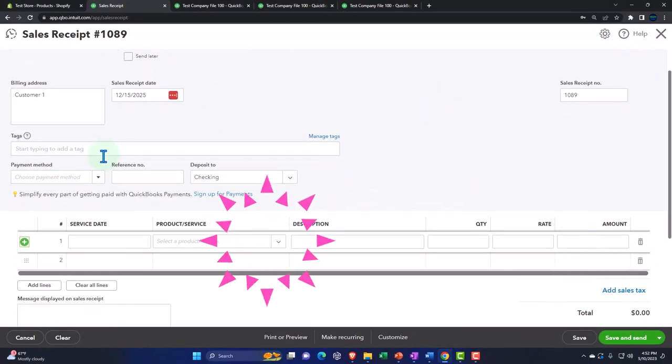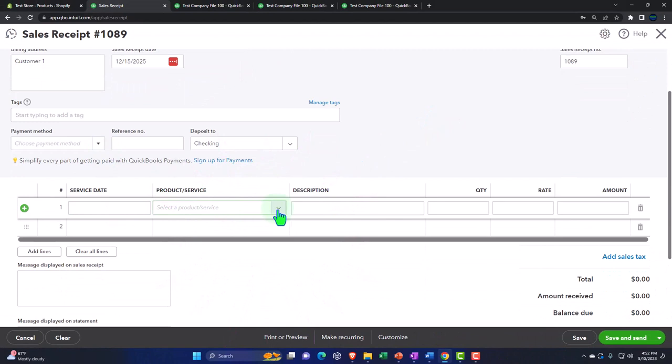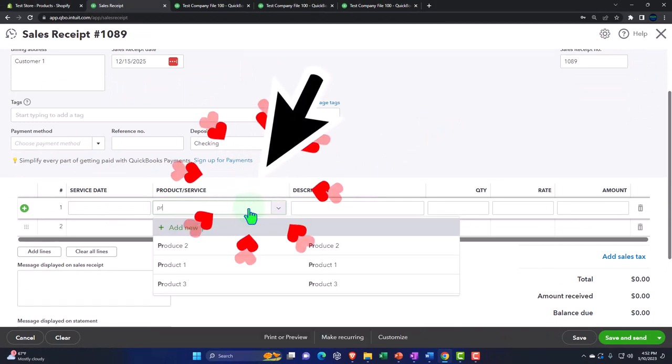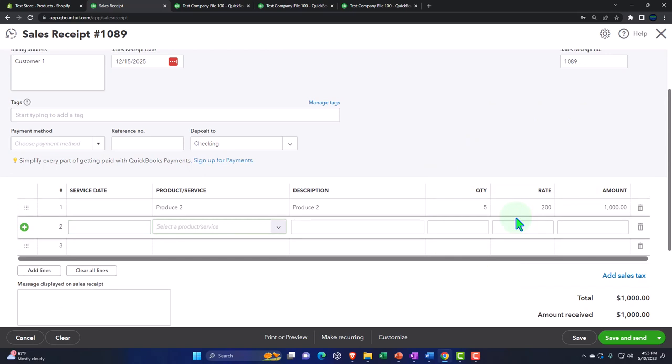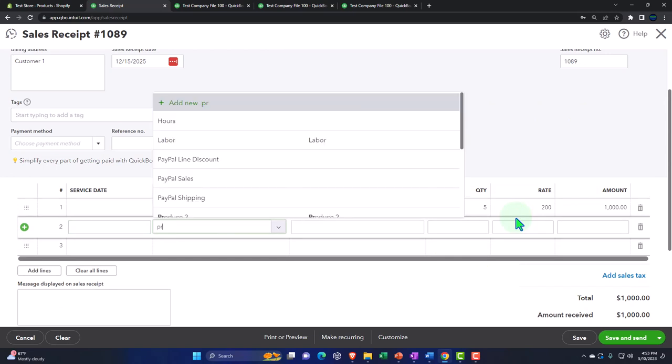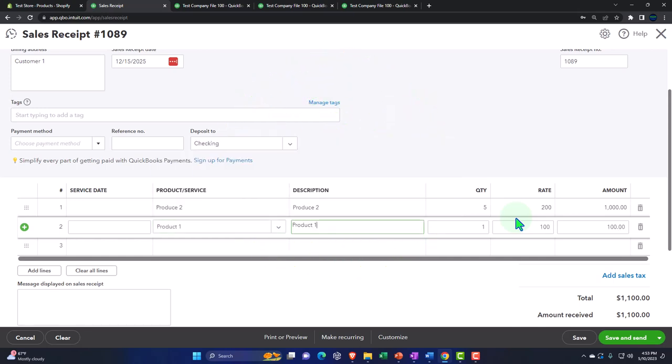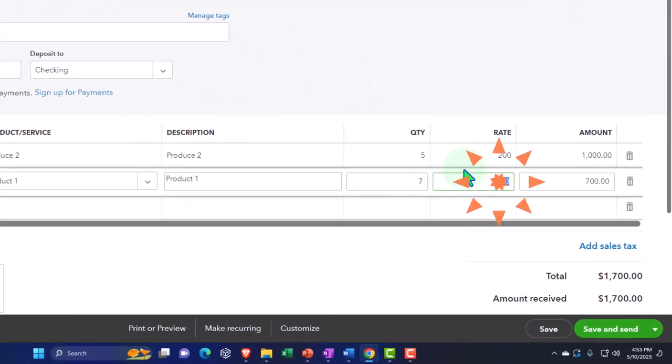We're gonna go down to the items that have been sold. Let's say that we sold produce two. Let's do some produce two. Let's sell five of those at 200. Notice that this is pulling in automatically for us because we entered the items. And so let's sell another one at the same time. They also are coming up to the cash register with their produce as well as product number one. And let's say we sold seven of those. So they got seven product number one and five produce in their hand. And that is geared for 1,000.